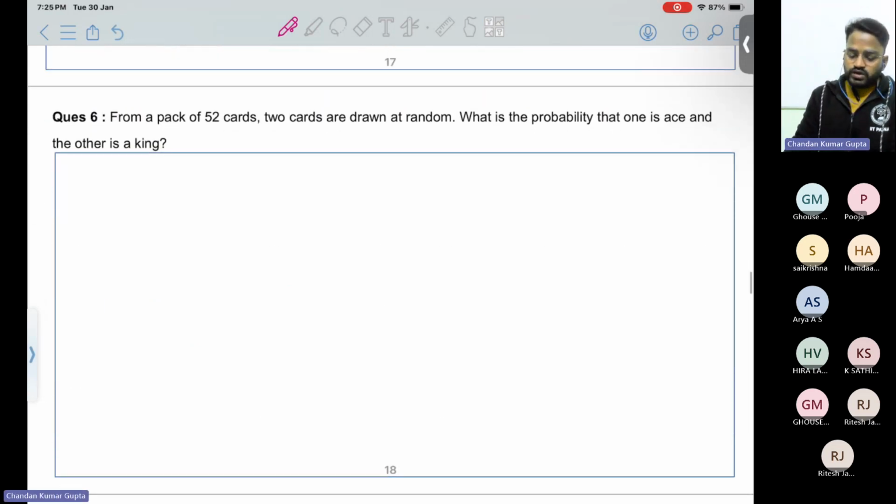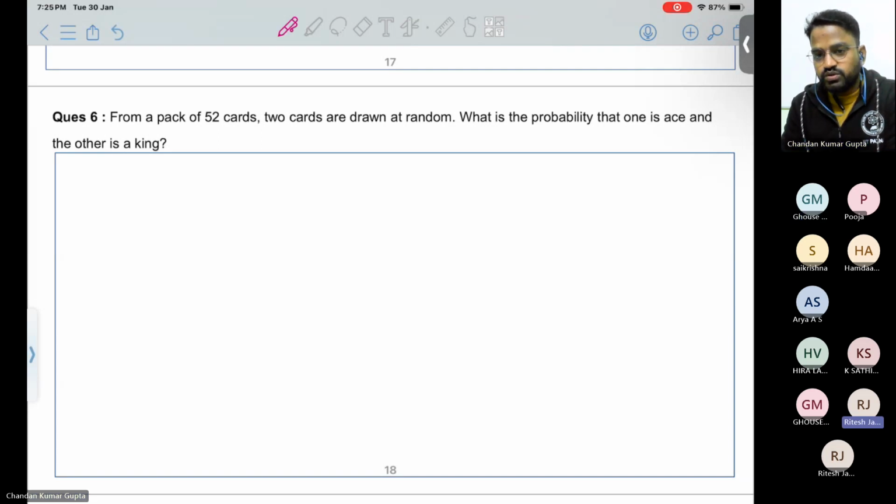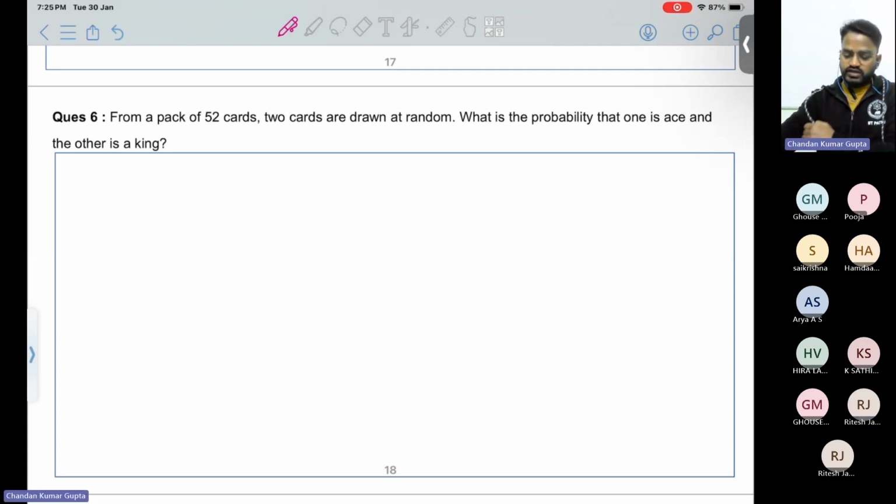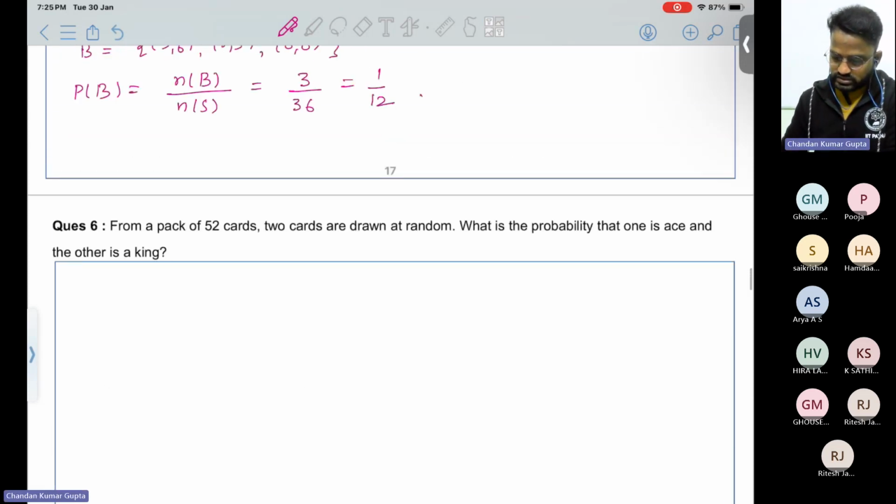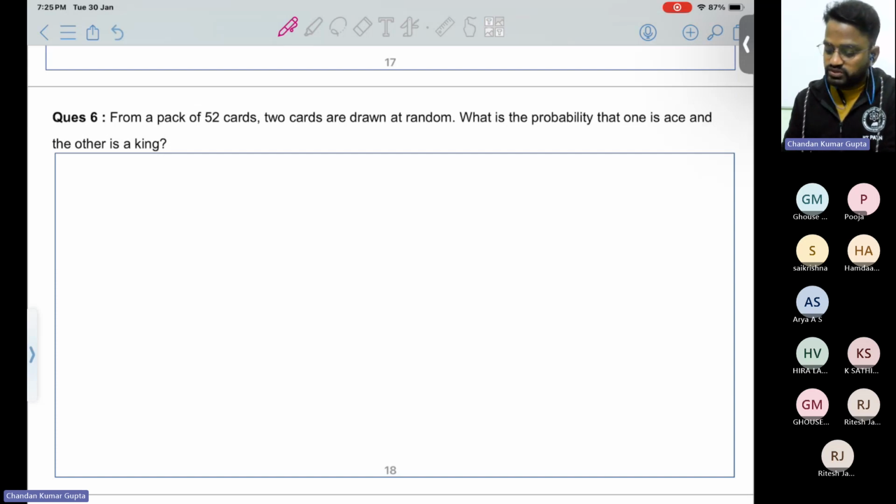Okay, thank you. Now we are going to discuss cards. Does everyone know about the distribution of cards? No, sir, I don't. You don't know? Okay. I'll first introduce the distribution of cards.